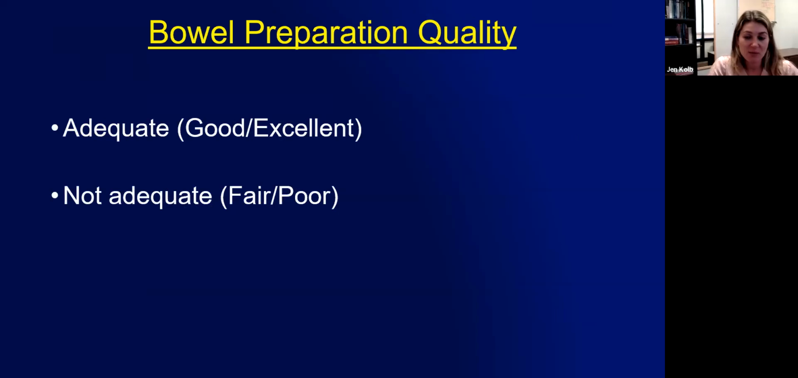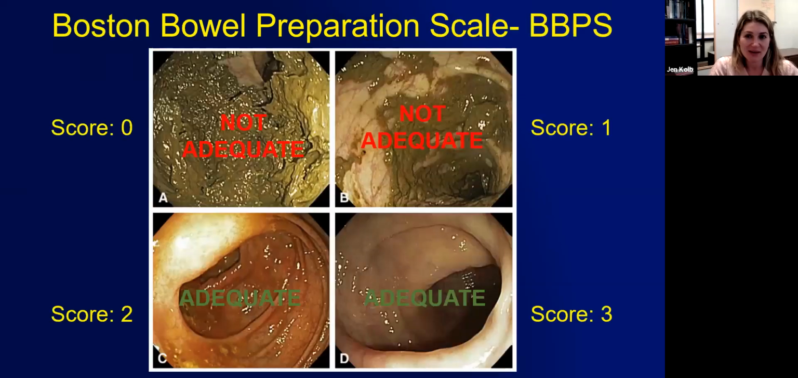And so we do have ways to equalize across the different scores. I think we would say that a Boston Bowel Prep of 0 or 1 is really not adequate or poor. And a Boston Bowel Prep of 2 or 3 is adequate. And what does that mean, adequate? Adequate meaning good enough, I'm happy.